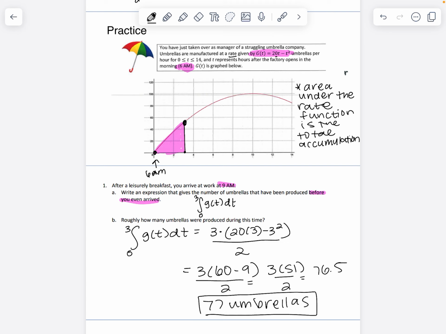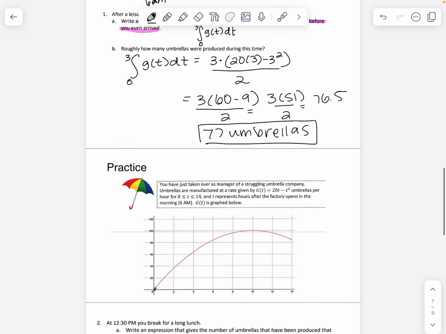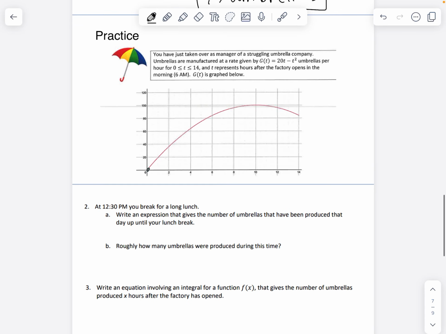Okay, we're going to go on to our next problem. Okay, so same graph. I'm going to have to scroll up and down here, so it'll be a little tricky, but we'll be okay. Same problem, right? Oh, I added the graph. I was so smart. Okay.